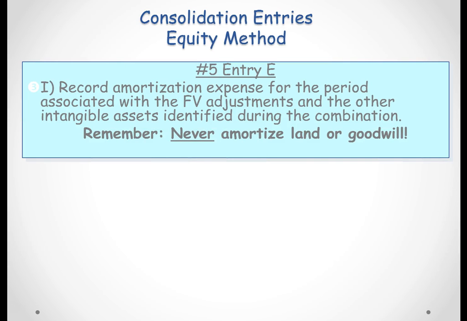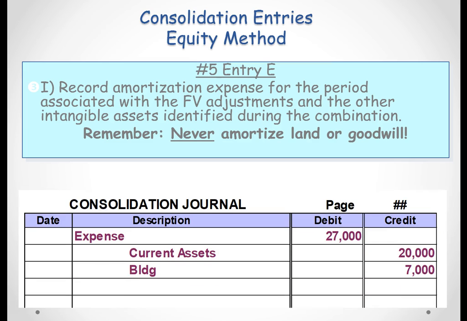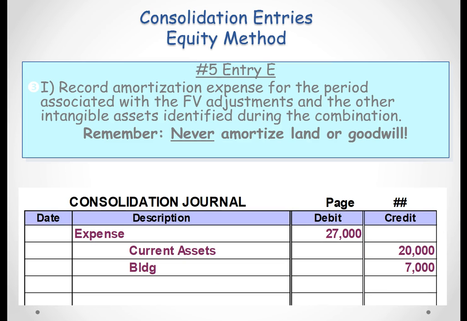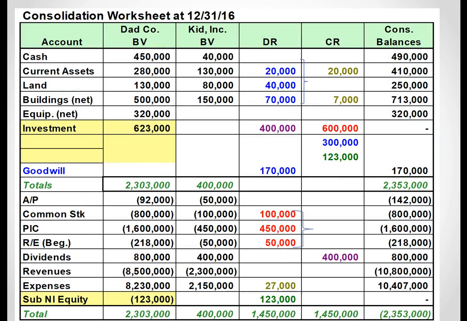Now the last entry we have to make is the amortization, and again, we never amortize land or goodwill. So that's going to go to expense. Normally we'd break it down. In this case, it would be amortization and depreciation, but we're just going to show it as expense. And so this has no effect on that investment account. Instead, we're going to book the expense, and then we're going to adjust the balances for our assets and our building. And so there is our entry.